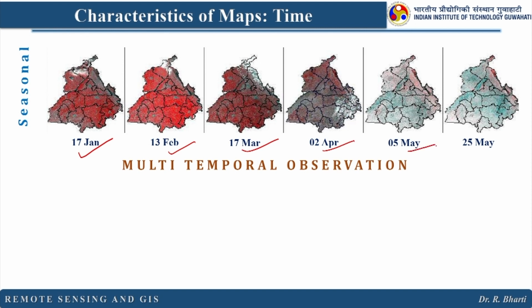So, let us see this one at Jan, Feb, March, April, May, right, how this area is getting changed. So, the seasonal behavior is also very important when you are involved in agriculture, forestry or water related problems.